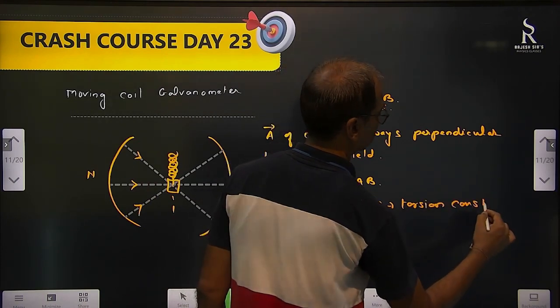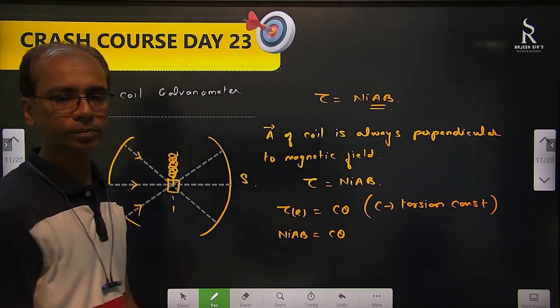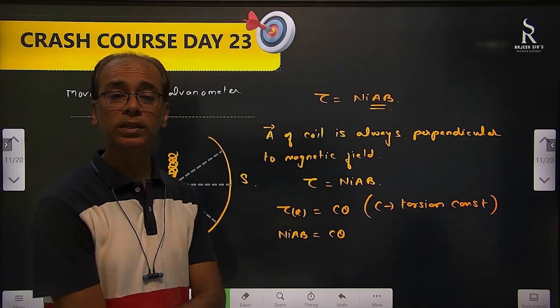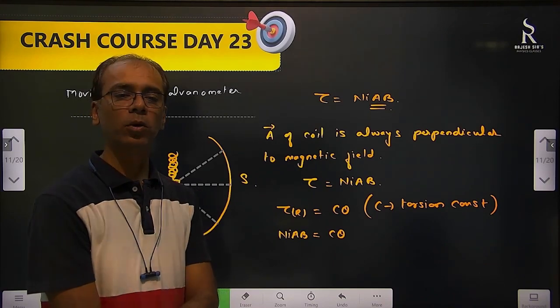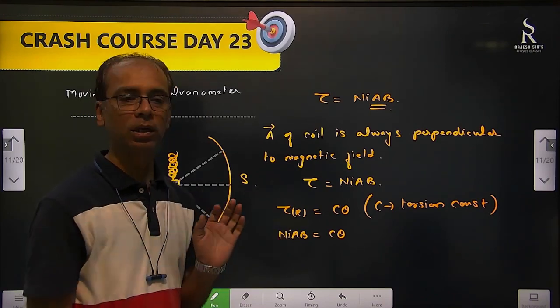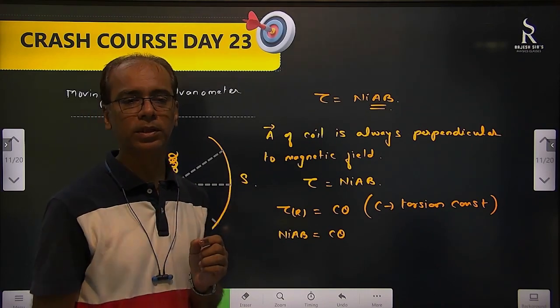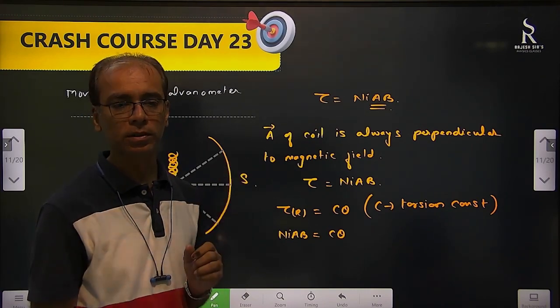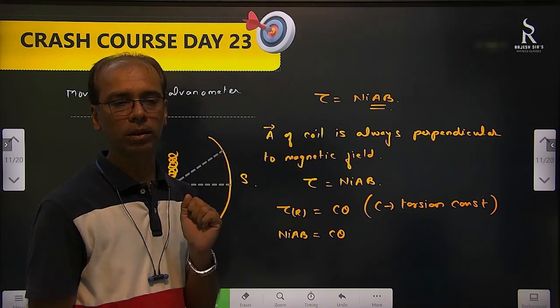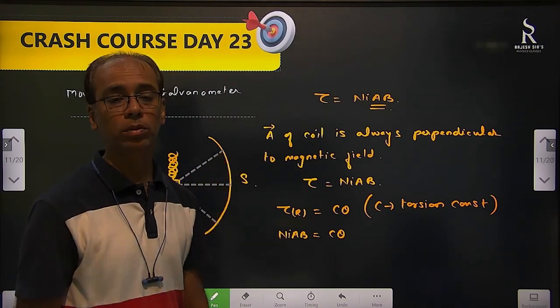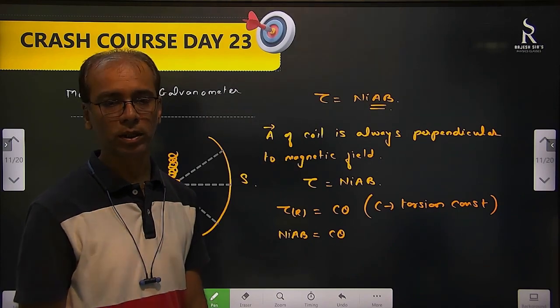C is torsion constant. Okay. Now what? We want our galvanometer to be very sensitive. Even the smallest amount of current should give enough deflection so that we can identify it. If, suppose, 0.1 ampere is flowing and it hardly deflects, it stays towards zero because the current is small, so the deflection is small. We will not be able to find out that current has passed through.